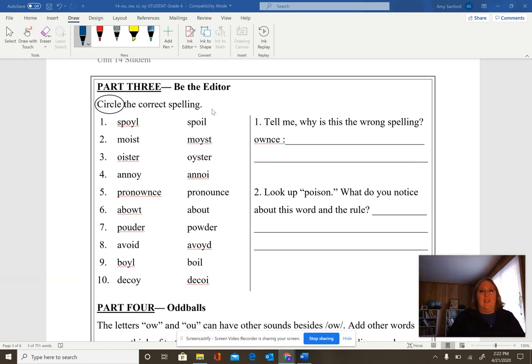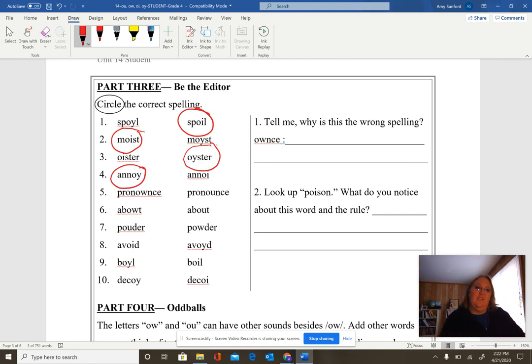When I look at the first, S-P-O-Y-L, does that look correct? Or does SPOIL look correct? If we know where we're placing our letters, we know that spoil must be correct, okay? SPOIL. We have number 2, which is moist or moist. That doesn't look right, does it? So moist would be what we'd circle here. Oyster or oyster? O-Y at the beginning, so we would circle there. Annoy or annoy? Yeah, you got it. The first one would be correct.